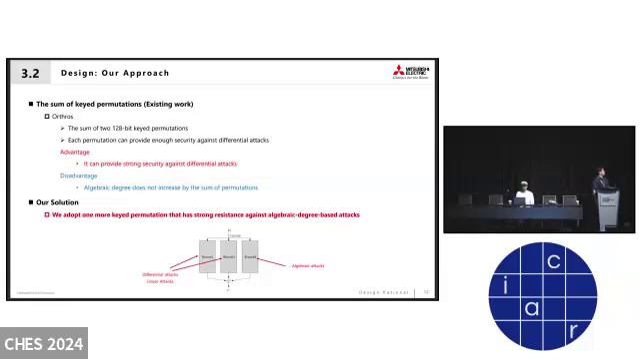To this end, we employ the sum of keyed permutation-based construction, like Orthoros. So Orthoros is based on the sum of two keyed permutations. And the advantage of this construction is that it can provide strong security against differential attacks. But the downside of this construction is that the algebraic degree does not increase by the sum of permutations, because the entire algebraic degree is reduced to the maximum degree among the branches. So to remove this downside, we adopt one more keyed permutation that has strong resistance against algebraic degree-based attacks. As you can see in this figure, we design branch 1 and branch 2 to have strong security against differential and linear attacks, and we design branch 3 to have strong security against algebraic degree-based attacks.